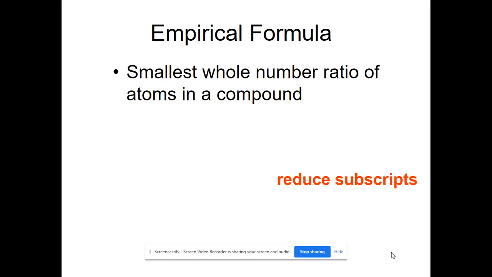Okay, so today I want to go over empirical formulas. We went over percent composition, and if you remember, those calculations are pretty straightforward. Empirical formulas, though, are a little bit more complicated. When we look at a formula, if you remember with ionic compounds, we always reduce the subscripts to the lowest whole number ratio. So we said that ionic compounds have empirical formulas.